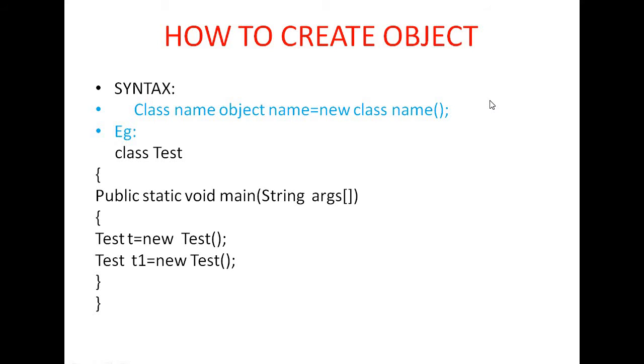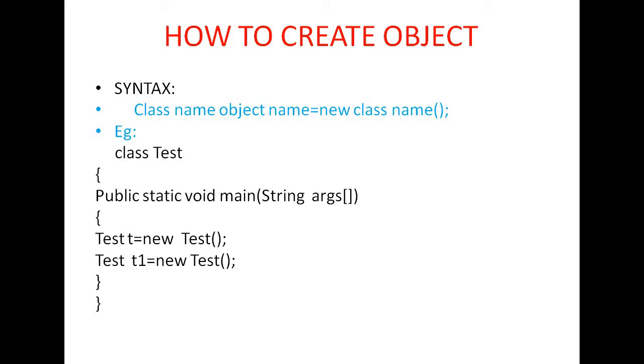So first, how to create an object. We have already known that Java is an object-oriented programming language. Object-oriented programming language means it must support object and class. And we have already discussed in C++ that object is nothing but the basic runtime entity of the class. Or you can say that object means which has some existence. Or in technical terms, we can say that object is nothing but the basic runtime entity of the class.